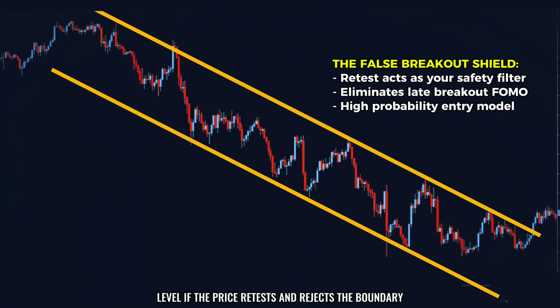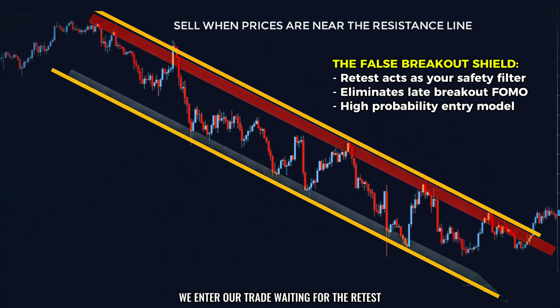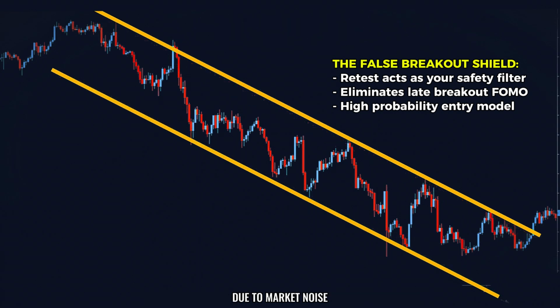If the price retests and rejects the boundary, showing it has flipped from resistance to support, we enter our trade. Waiting for the retest and entering only when the market moves back in the breakout direction is how conservative traders protect themselves from false breakouts. False breakouts happen very often on lower time frames due to market noise. By staying patient and waiting for confirmation, you ensure that you do not get caught on the wrong side of the market.